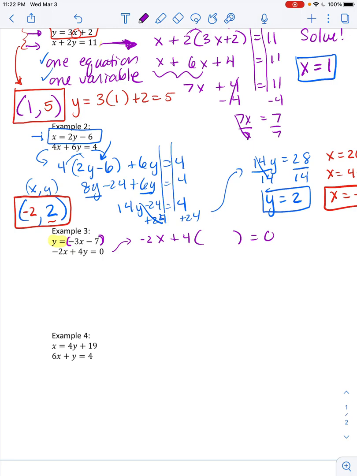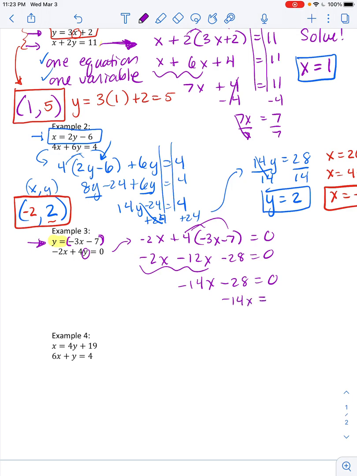I'm just copying this bottom problem, but I'm going to substitute in my negative 3x minus 7 where there used to be a y, because according to this first equation, they are the same thing. Y is equal to negative 3x minus 7. So, same as before. I'm going to distribute my 4. Here I have 2 that can combine because they're on the same side of the equal sign. Now I'm going to move that negative 28 over by addition. So I'm adding it here and I'm adding it here.